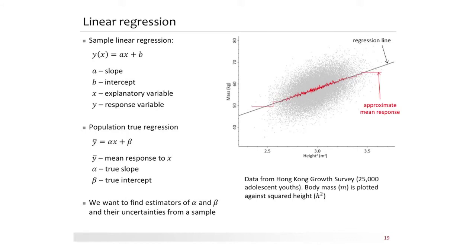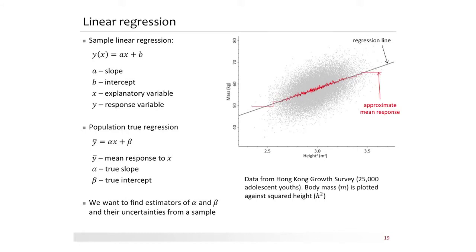There are 25,000 adolescent youths, and for each of them we have their height and mass, body weight. So I plotted mass versus height squared here. If you know the body mass index, you expect a linear relation between mass and height squared. And indeed, there is a linear relation here. Data are quite scattered, these gray points, but the relation is pretty good. This is the best regression line to the entire population from this survey. And I calculated this approximate mean response.